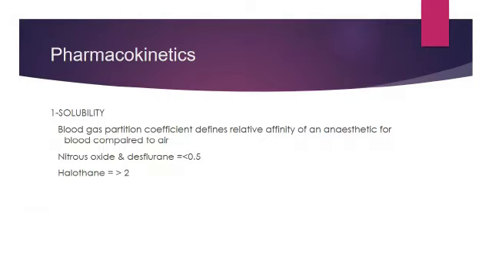Now coming to the pharmacokinetics of the inhaled anesthetics. You know that the general anesthetics, we have classified them as inhaled and intravenous anesthetics. The inhaled anesthetics are gases and volatile liquids. When they are given to the patient, the patient inhales them into the lungs, and the gas goes into the alveoli, and from there it diffuses into the blood and then is distributed into the different body compartments.